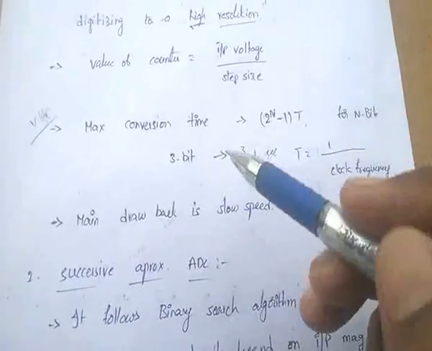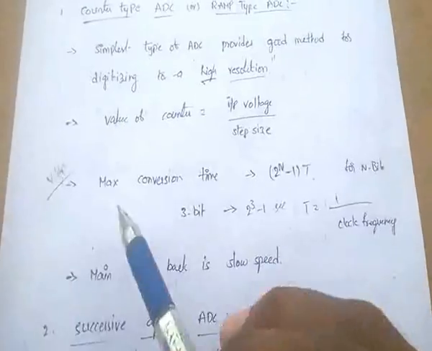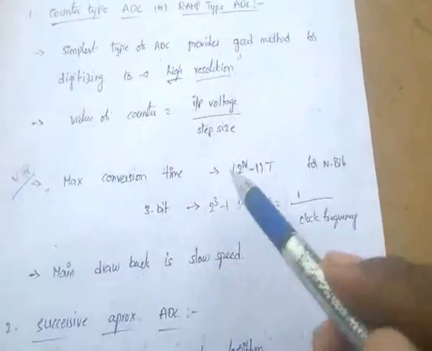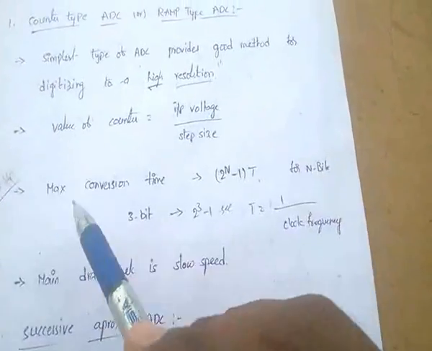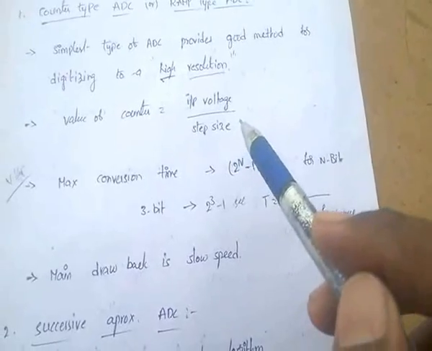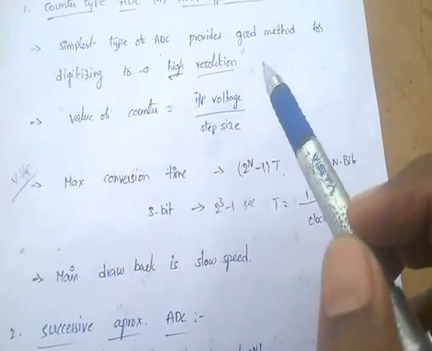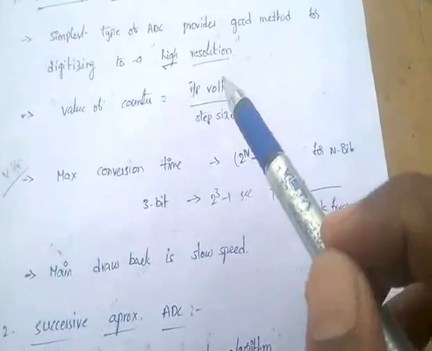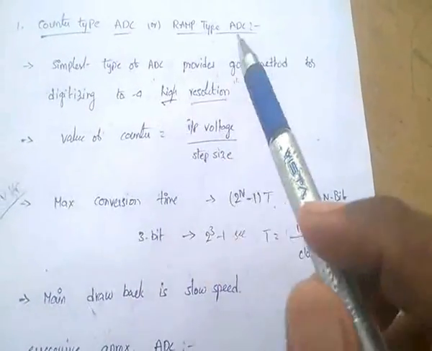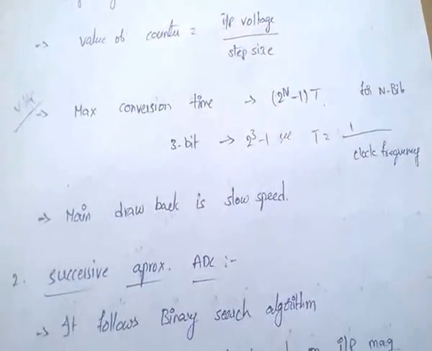The main drawback of this counter type is that it has slow speed conversion. It converts analog to digital information with very slow speed. So the slow speed type of ADC is nothing but counter type or ramp type ADC.